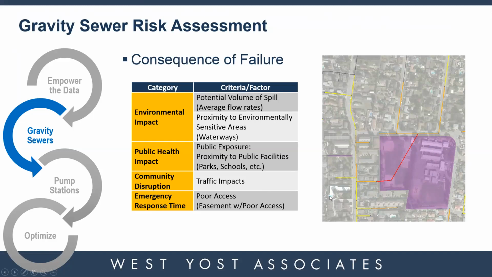The farther away from the school you get, the lower the risk of public exposure becomes on each of these pipes, because children are walking to and from school and playing on playgrounds. So that's just an example of one of these, but you can also use community disruption, emergency response time, like poor access or pipes and easements that are difficult to get to. That can really affect the consequence of an SSO happening in that area.